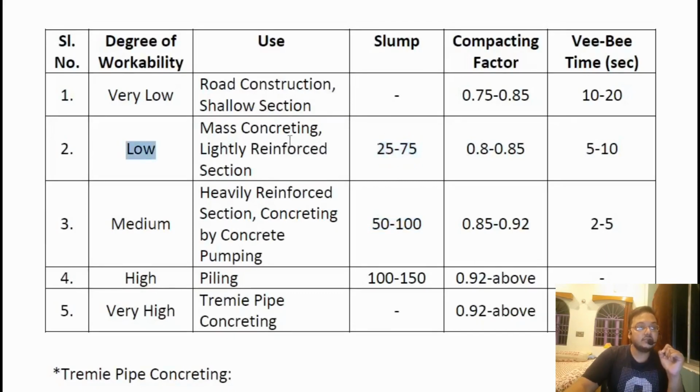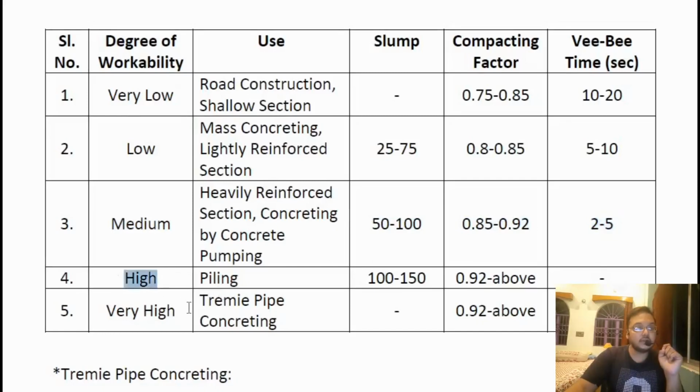If the concrete has a low degree of workability, we will use it for mass concreting and lightly reinforced sections. So in which type of concretes are we going to say they have medium workability? If the slump is 50 to 100, the compacting factor is 0.85 to 0.92, and the VB time is 2 to 5 seconds.